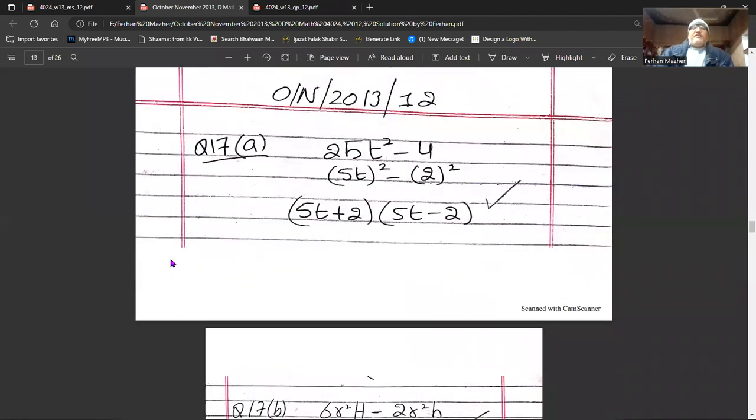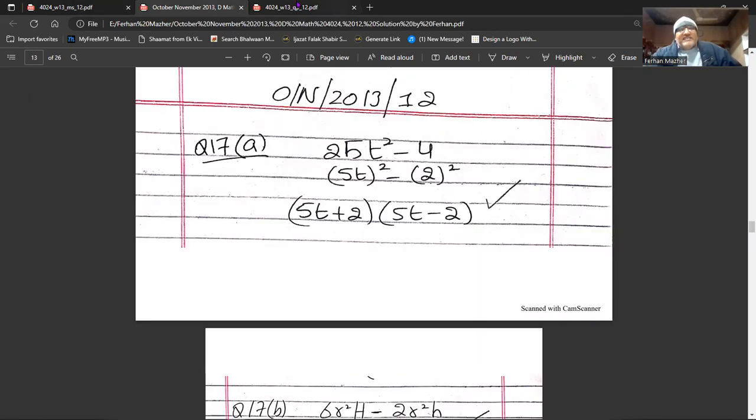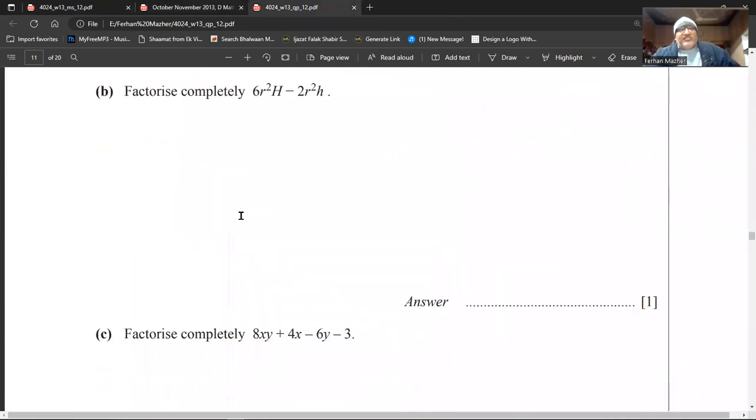Here we go, 25t square, that is 5t whole square, minus 4 is 2 whole square. So negative between two perfect squares. So it will be 5t plus 2 in one bracket and 5t minus 2 in the other bracket. I hope you remember the formula: a square minus b square is equals to a plus b into a minus b. That formula is used here. So our answers are right, sir. A part is done.